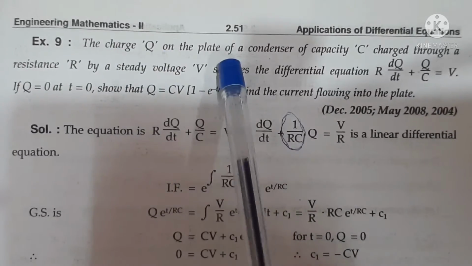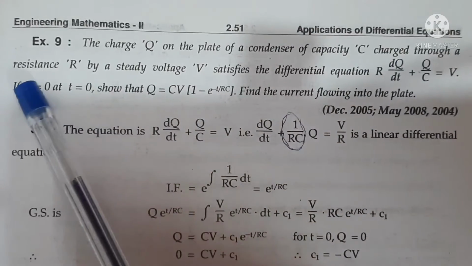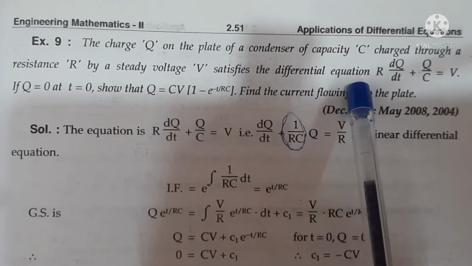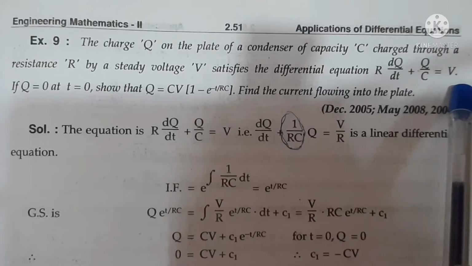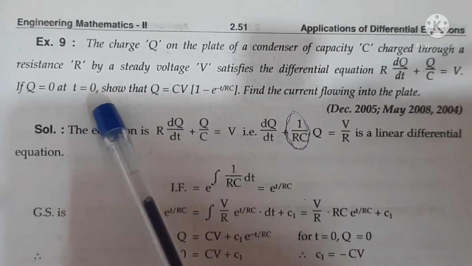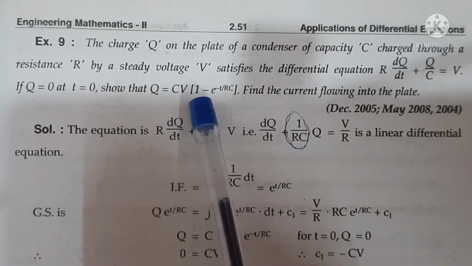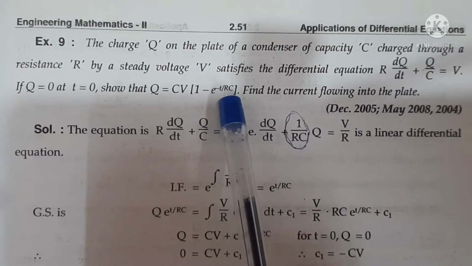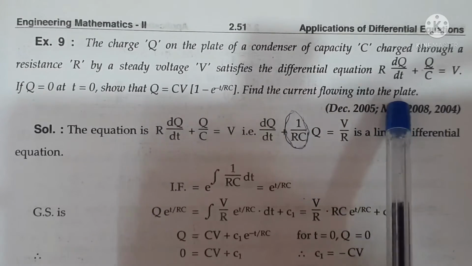The charge Q on the plate of condenser of capacity C, charged through a resistance R by the steady voltage V, satisfies the differential equation R dq/dt + q/C = V. Here the initial condition is given: Q = 0 at time t = 0. Now show that Q = CV(1 - e^(-t/RC)). Find the current flowing into the plate. Okay, this is the problem.